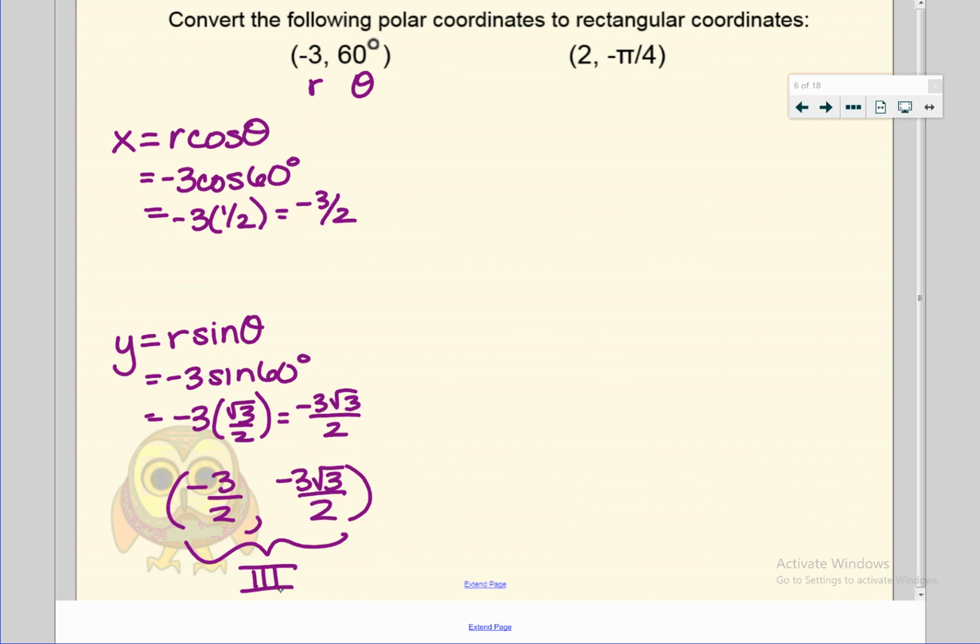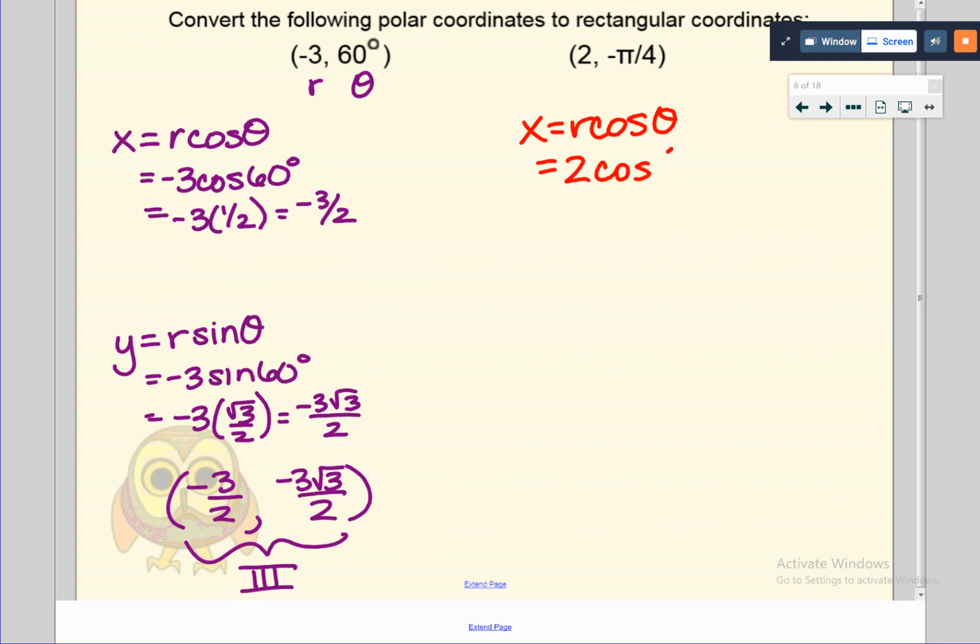Okay, let's look at the next one. Same sort of scenario. I need to do r cosine and r sine. If I do r cosine, it's going to look like 2 cosine negative pi over 4. It is helpful to remember your even-odd identities. Do you remember if cosine's even or odd? It's even, which means what can I do with that negative? I can just drop it and find the cosine of pi over 4, which is what? Rad 2 over 2. Times 2 is just rad 2.